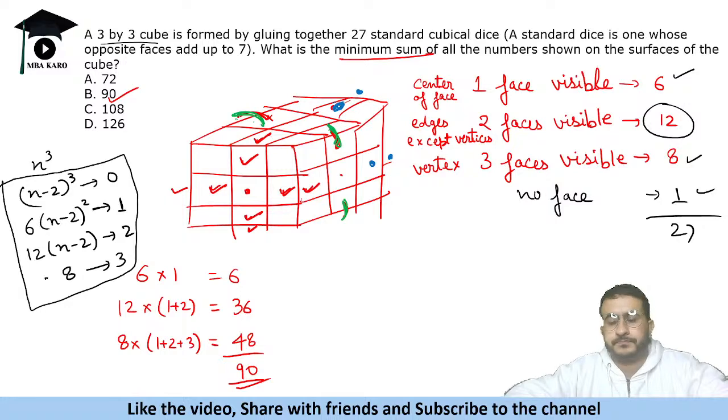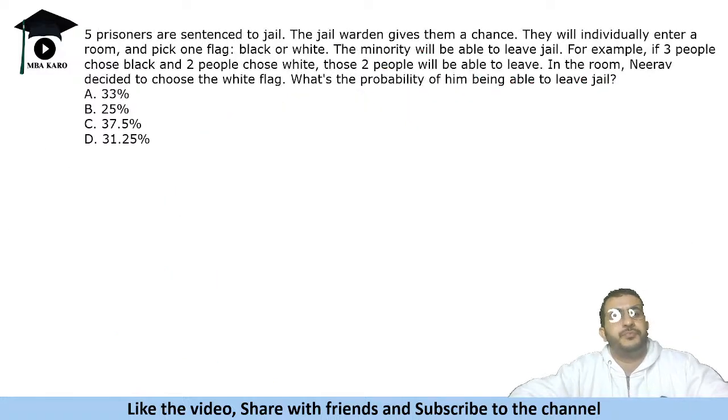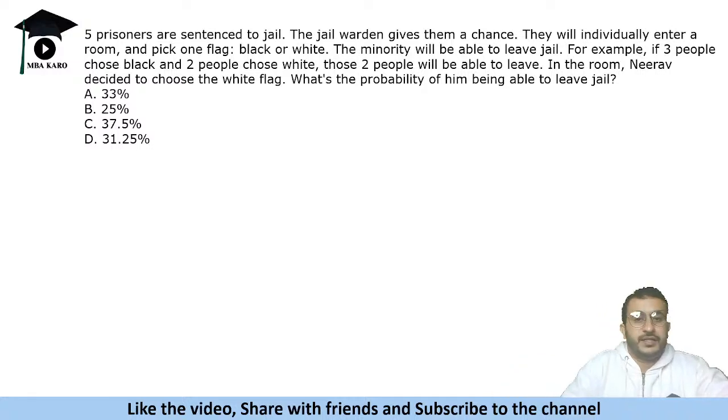Okay. All right, let's see the next question. Five prisoners are sentenced to jail. The jail warden gives them a chance. They will individually enter a room and pick one flag, black or white. The minority will be able to leave the jail. For example, if three people choose black and two people choose white, those two people will be able to leave. In the room, Nirav decided to choose the white flag. What is the probability of him being able to leave the jail?